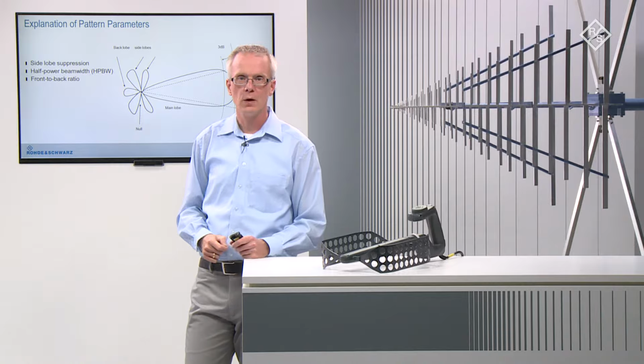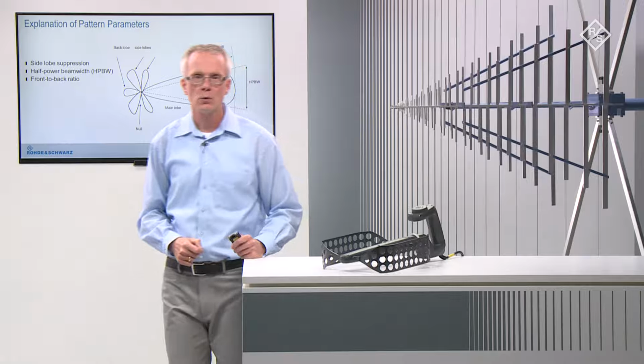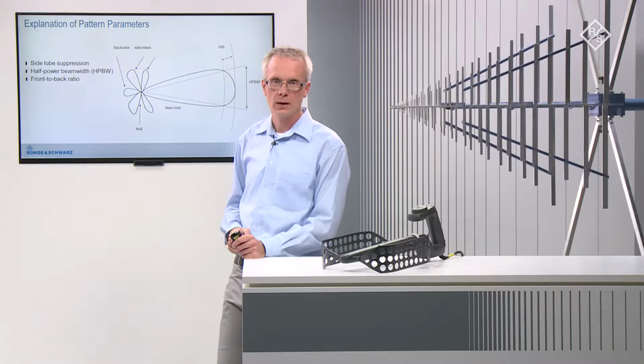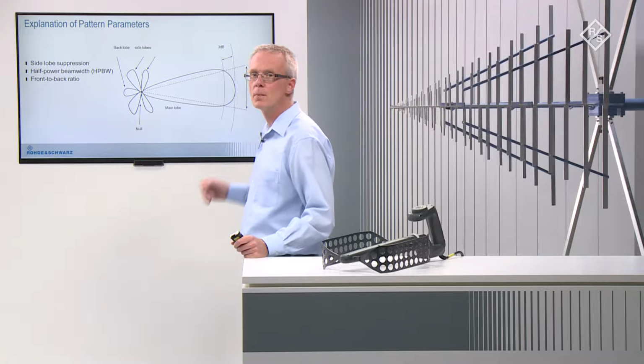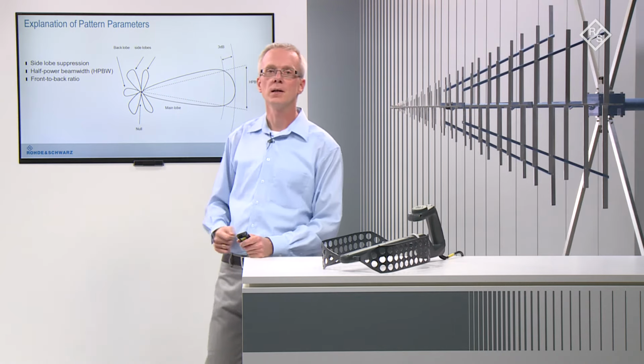It is usually defined for both principal planes. The front-to-back ratio specifies the level of radiation from the back of a directional antenna. It is given as the ratio of the main lobe to the back lobe and is usually specified in dB.